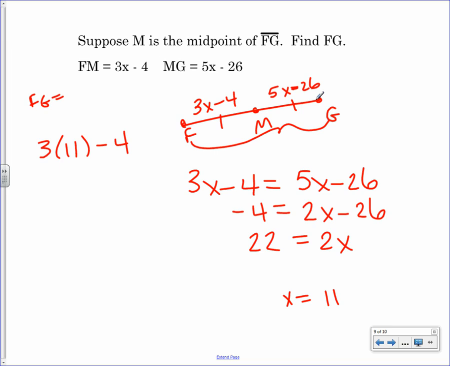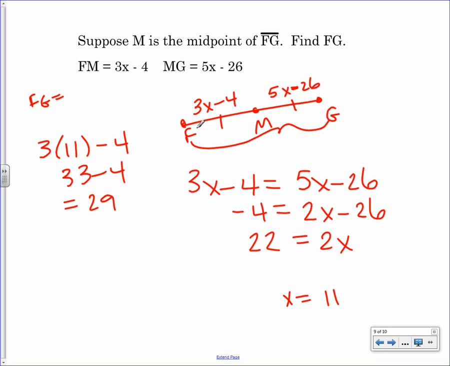If this were a test or a quiz and I had time, I would check it. I would have plugged it into both and made sure I got like 7 and 7. But on a homework assignment, I'd plug it into one and double. But you do whatever you want to do. It's not like it takes that much longer. Okay? So that's 33 minus 4, which is 29. So for me, I just said this piece was 29.